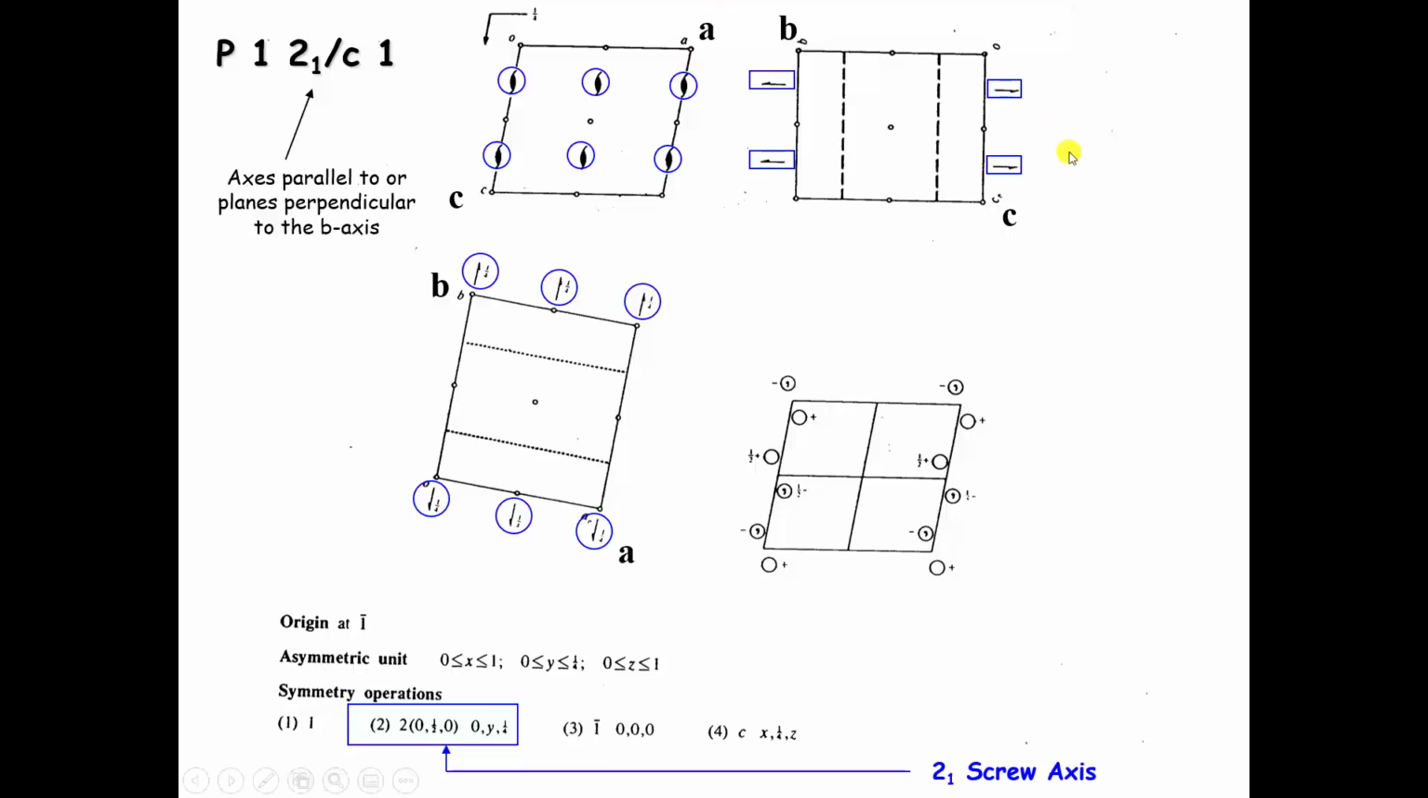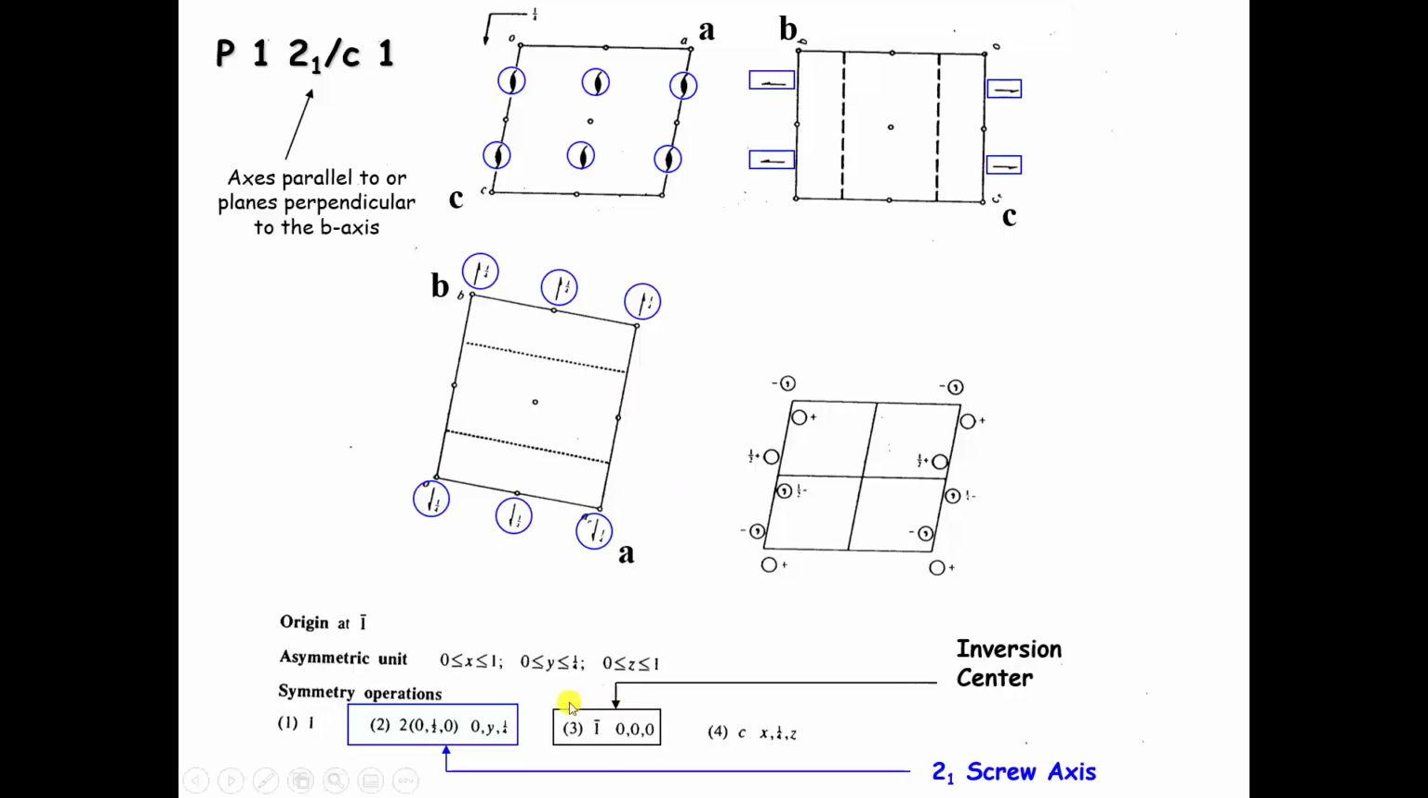And so in that case, we use these half arrows to denote that there's a 2 sub 1 screw axis running in that direction, but the axis itself is in the plane of the projection. And so we see it here in this projection looking down the A axis, and then we see it also here in this projection looking down the C axis. That 1/4 that's written next to this half arrow means that the axis is sitting 1/4 of the way above the plane of the projection, 1/4 of the C lattice vector.